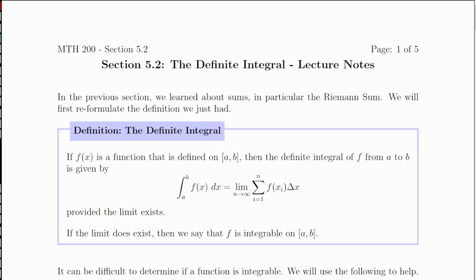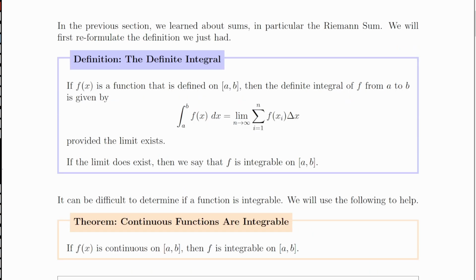Section 5.2, we're going to talk about the definite integral. In section 5.1, we spent time learning about sums with the sigma notation, in particular Riemann sums. What we're going to do in this section is take some of those sums and redefine or reformulate them. So let's begin with the definition.